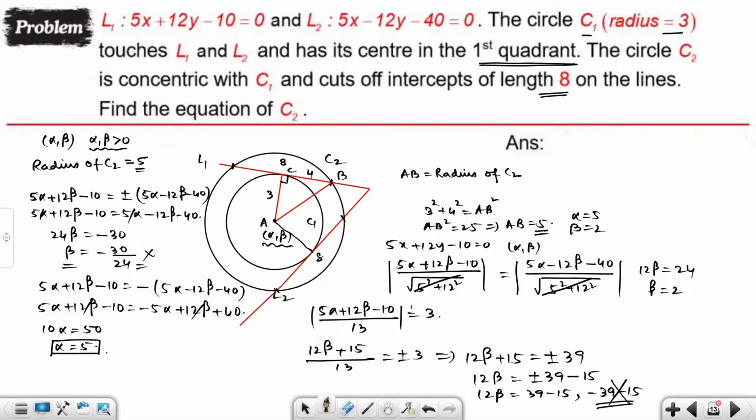Yes or no? Yes, sir. Have you understood why I have rejected the second value? Because your beta is greater than 0. It cannot be less than 0. That's why I have rejected the second part.